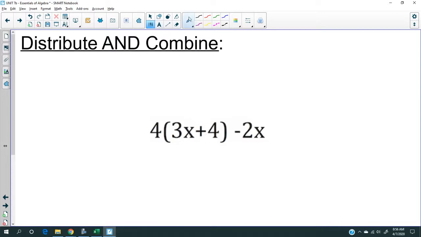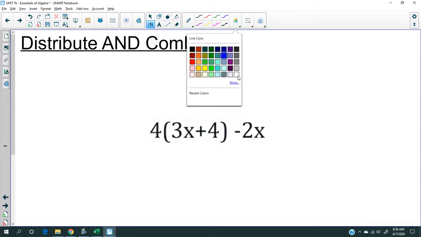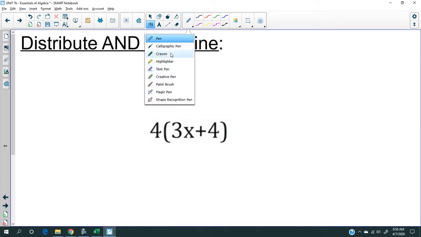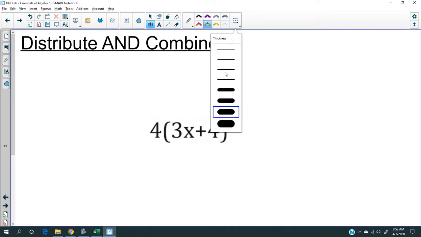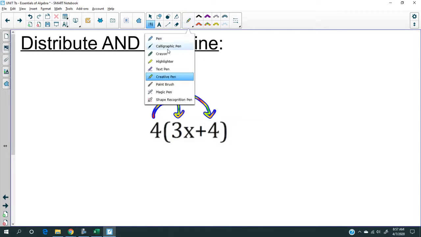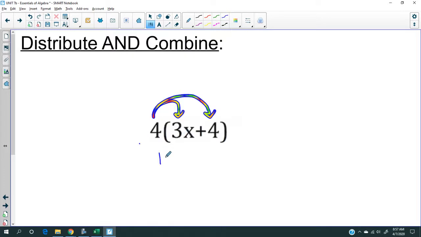So let's say I'm covering this up. Let's say this doesn't exist. What will you be doing right now if that doesn't exist? Yeah, you would do the double rainbow thing, right? So you would go like this, and by going like this, what you're saying is I'm going to multiply it. So if that's the case, then 4 times 3x is 12x, nothing crazy, plus 4 times 4 is 16.